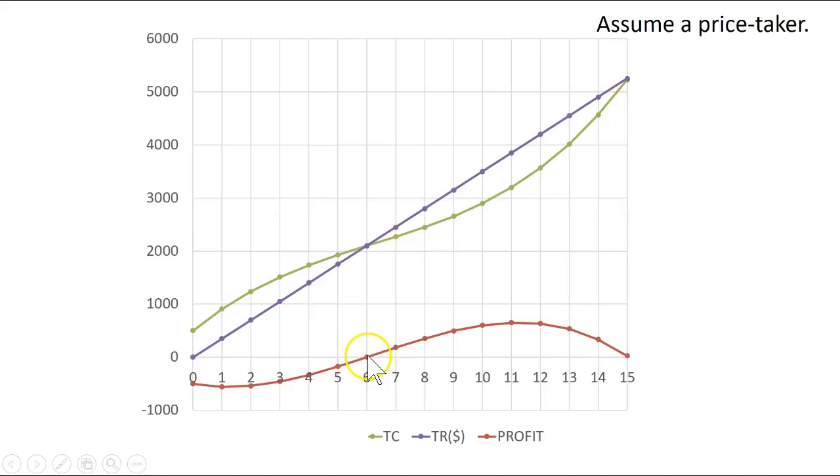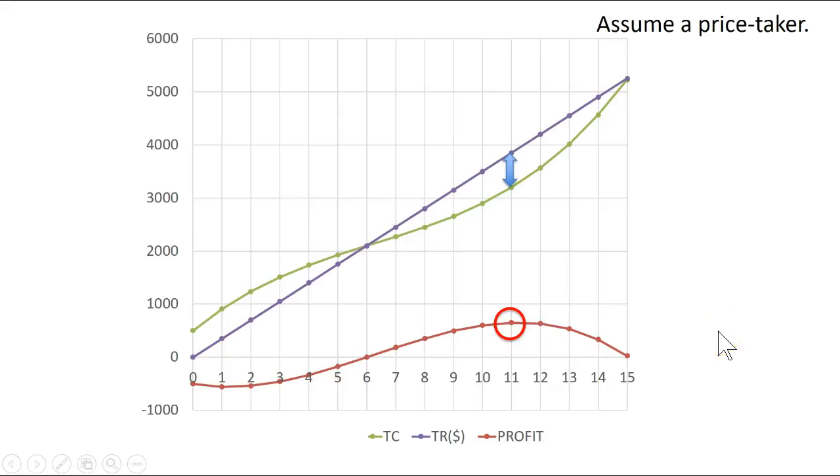At 6, the profit is at the level 0. And from 6 onwards, profit starts to increase. The gap between revenue and costs starts to increase. So the profit starts to increase until we get to, here's the peak of the profit curve. This is the maximum profit at 11 units of output. The gap between total revenue and total costs is this profit here.